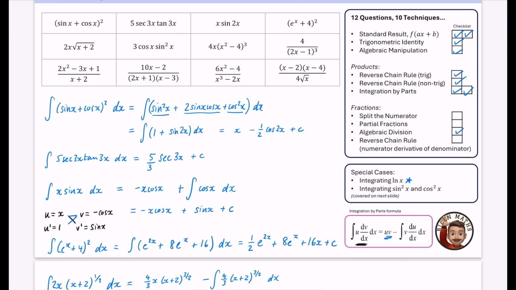Now you'll notice I haven't listed all of the things that everything integrates to. If you know what everything differentiates to, you should know what everything integrates to. And this is going to be a long enough video to begin with anyway. So this one, you should be screaming out for this one.